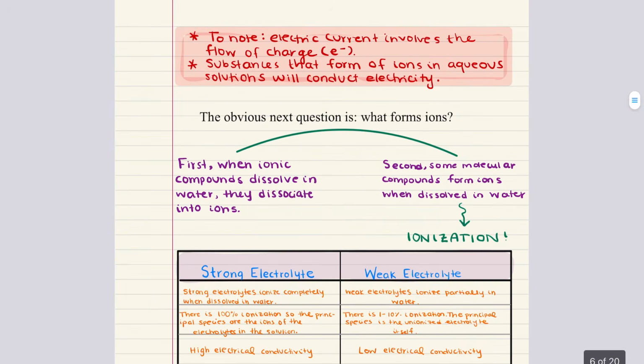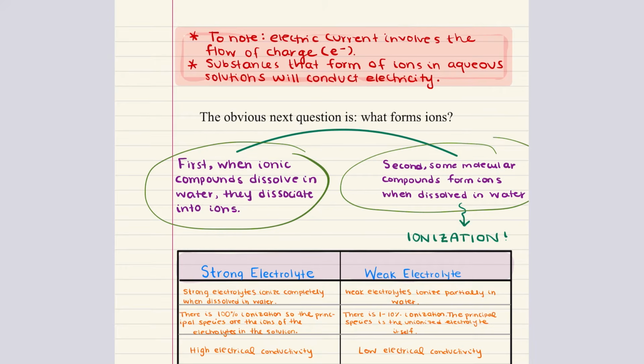There are two important principles that are going to be helpful in understanding aqueous solutions. First, when ionic compounds dissolve in water, they're going to dissociate into ions. Now, we know ionic compounds are made of ions, cations and anions. Therefore, soluble ionic compounds will dissociate into ions, and these charged ions allow the aqueous solution to conduct current. The second thing we need to know is that some molecular compounds also form ions when dissolved in water. This is a process called ionization. So, this is the idea behind what forms ions.